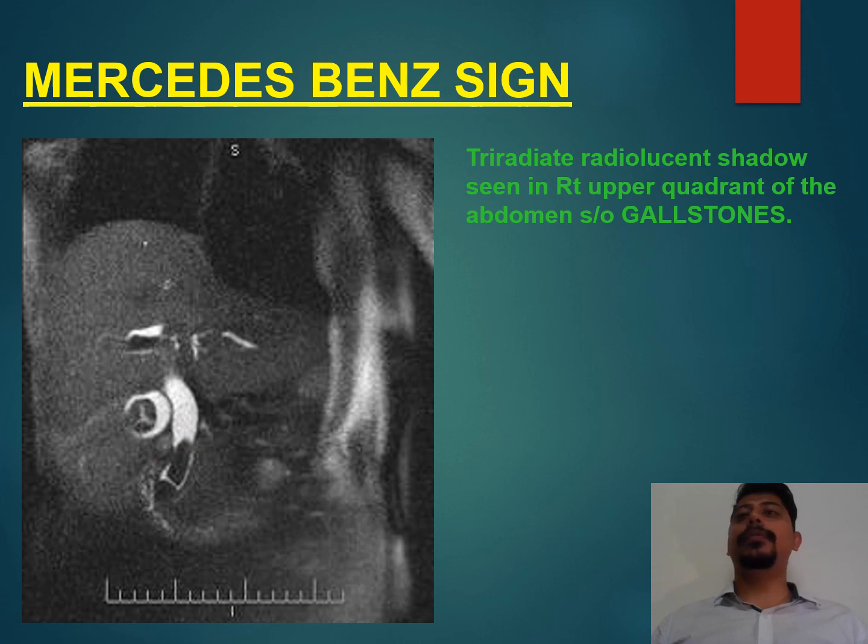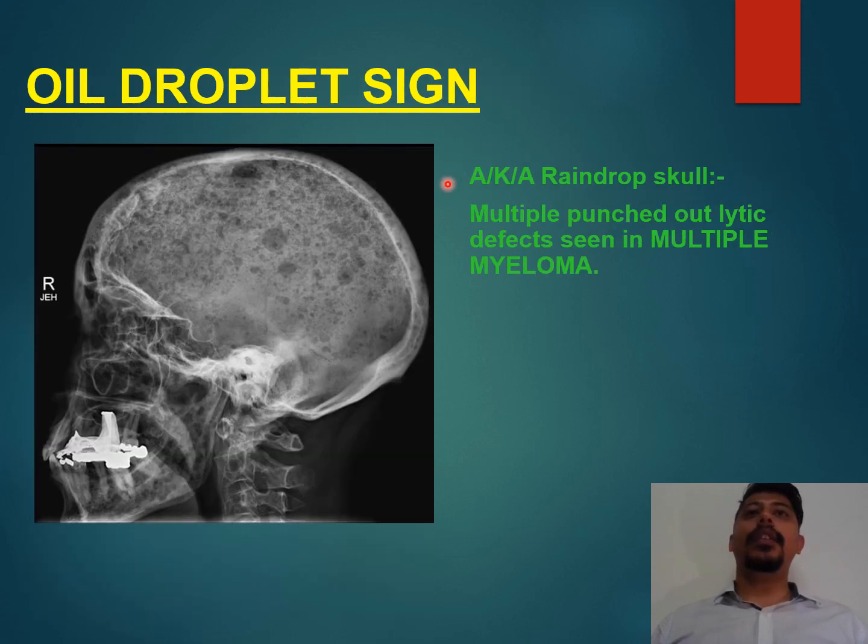And also the tri-radiate Mercedes-Benz appearance in the gallstone. Oil droplet sign, also known as raindrop skull: multiple punched out lytic defects seen in multiple myeloma, called oil droplet sign or raindrop skull.